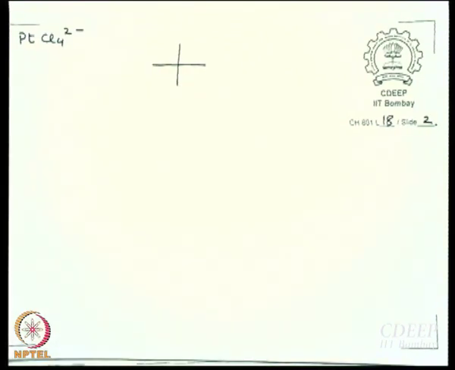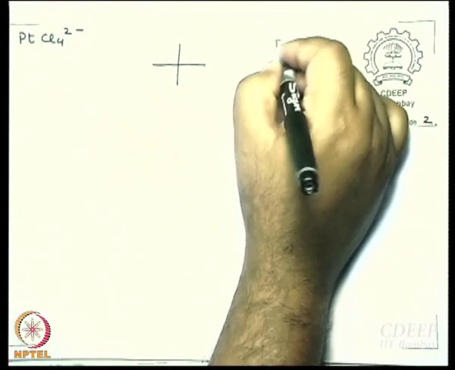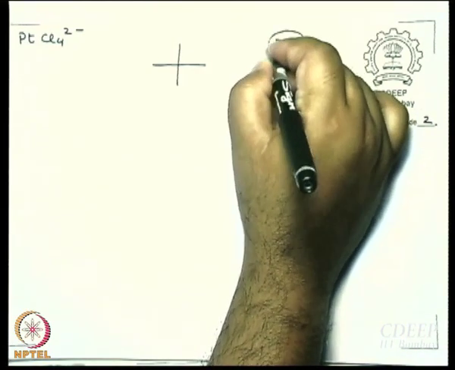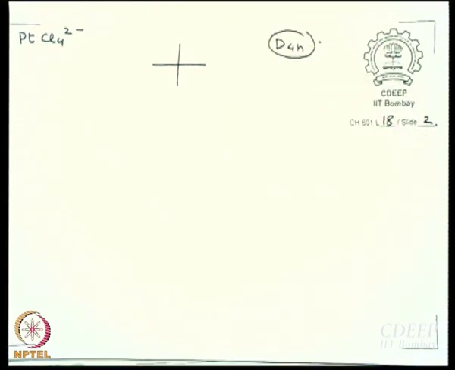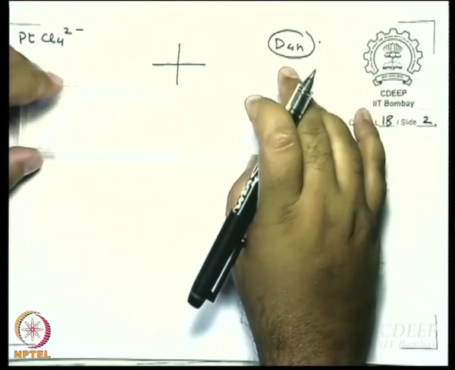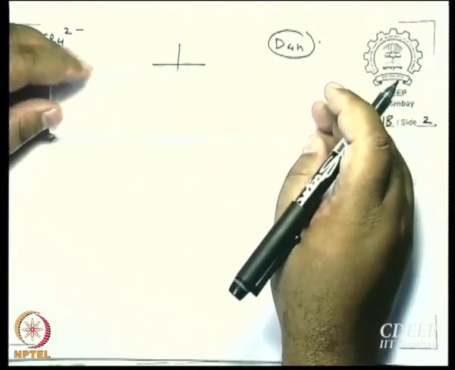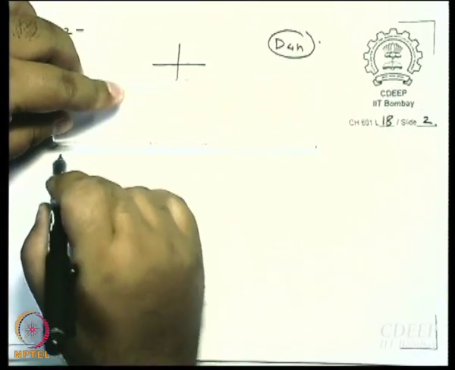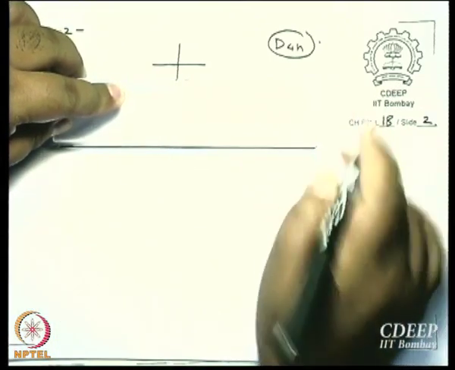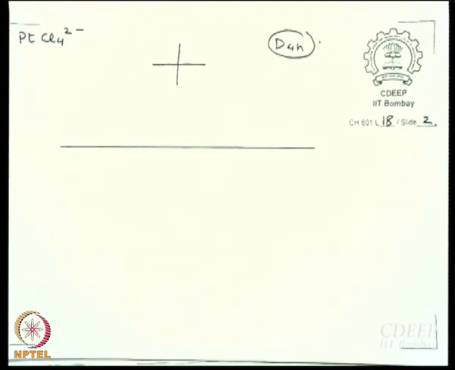What is the point group? D4h, very good. It is a D4h point group. Let me write down the symmetry operations of D4h. I hate the ugly lines I always draw. I tried to get my son's ruler today, but he did not cooperate. So I got this.